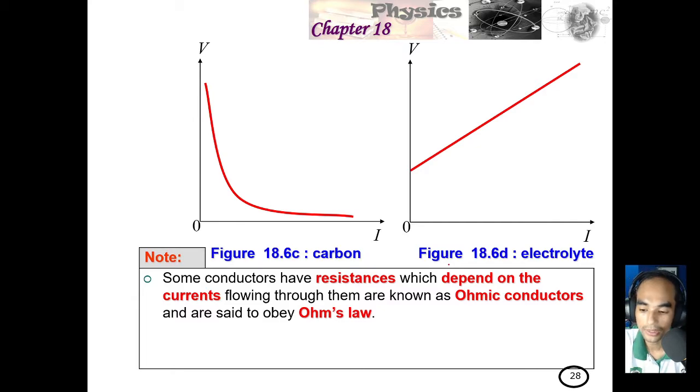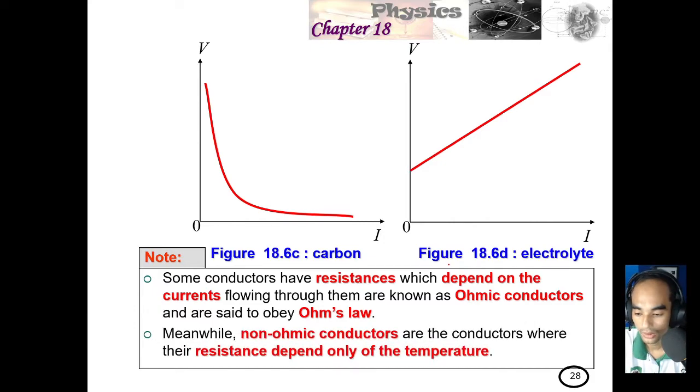Some conductors have resistance which is independent of the current flowing through them, and these are known as ohmic conductors. As I said, they obey Ohm's law. Meanwhile, non-ohmic conductors are conductors where the resistance depends on the current as well as the temperature.